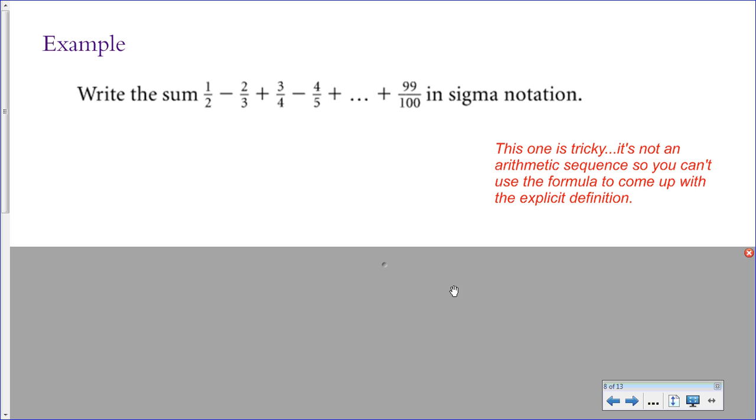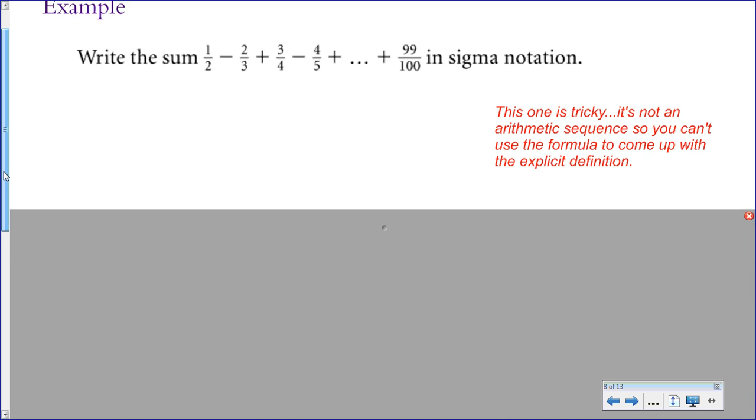Here's a more complicated example of writing a sequence or a series in sigma notation. It's tricky because it's not arithmetic, so we can't just use that little formula to come up with the explicit definition. I doubt, again, that you'd get one this complicated, but it's not so hard. It's just not one of the arithmetic or geometric ones that we've dealt with before. What's interesting about this sequence is there is a pattern, but it's not adding the same thing every time, and it's not multiplying the same thing every time.